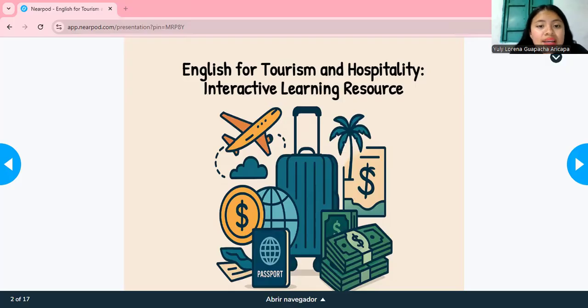This resource provides them with opportunities to practice useful phrases, understand realistic dialogues, and communicate effectively with international visitors. The primary objective for this resource is to help learners acquire the specific language and communication skills they need to successfully perform in tourism-related roles, such as tour guides, restaurant staff, and travel agents.